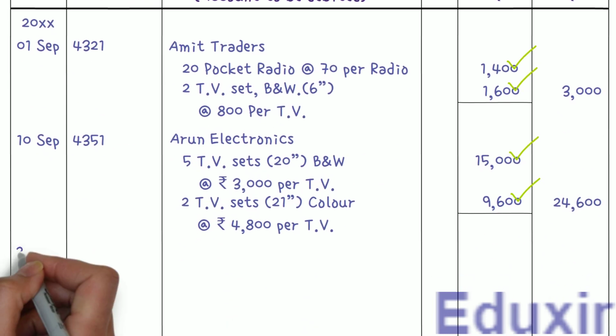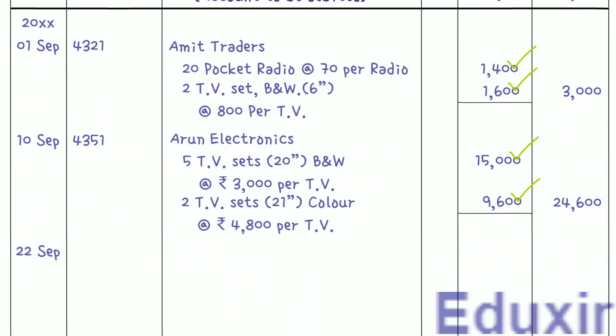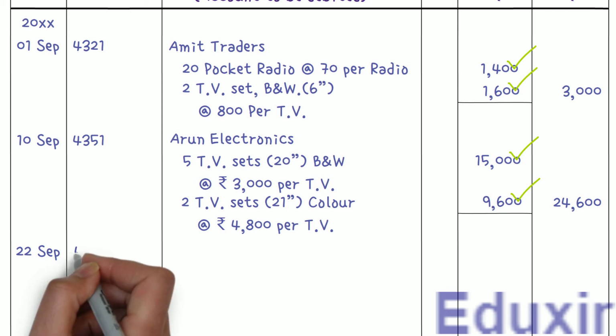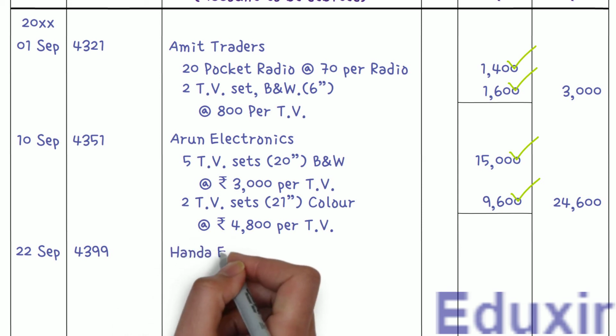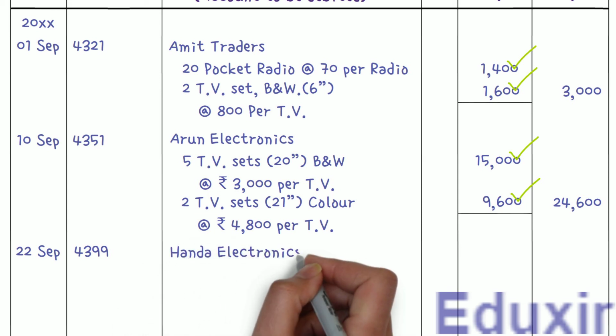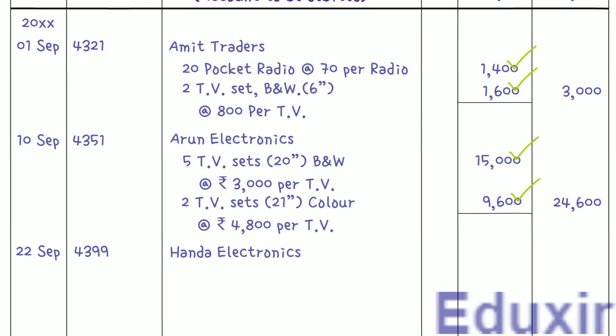Let us first record the date. Let us then record the invoice number as 4399. Let us then record the name of the customer as Honda Electronics. We are now done with the recording of the name of the customer. Let us now take up the details of the sales done to this customer.